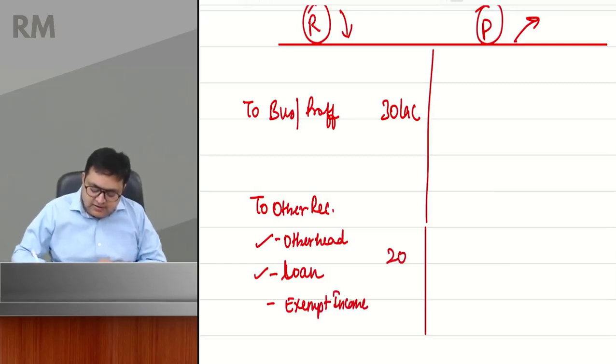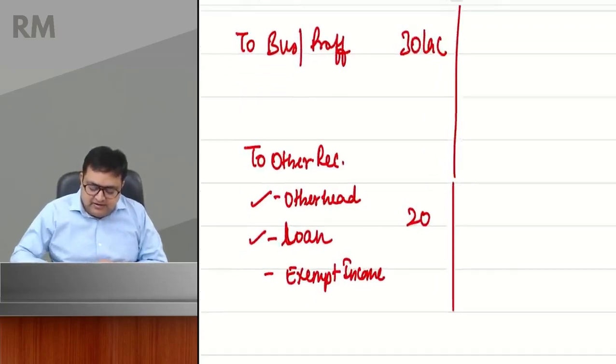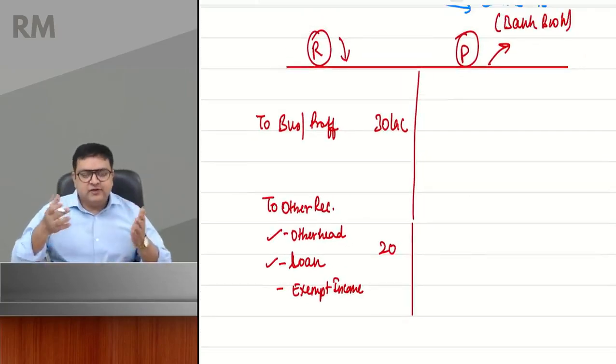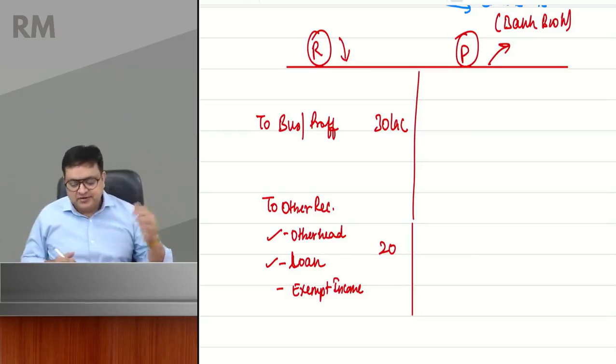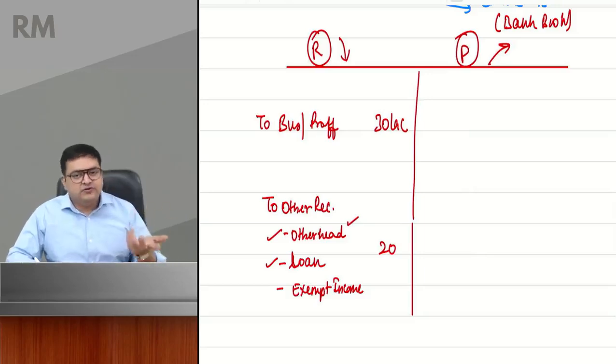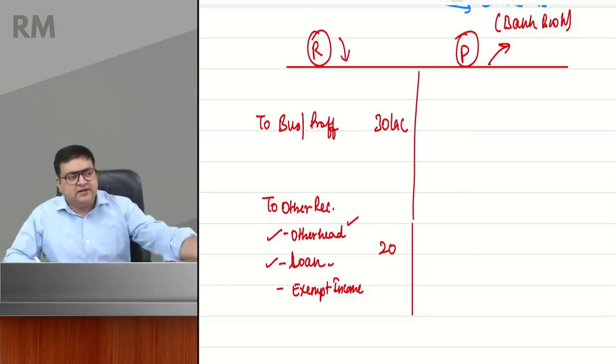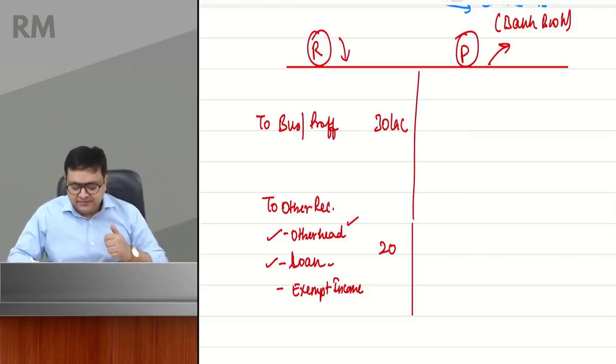It is 20 lakh. I'm again repeating. On your receipt side, you find business receipts also, your sales money, whatever you have made the sales to your customer, 30 lakh. Your other receipts also, other head income. You have received a loan. Loan is not an income, it's a liability. You have taken a loan and you have recorded it over here that the money came into my business. You have received exempt income also, 20 lakh.